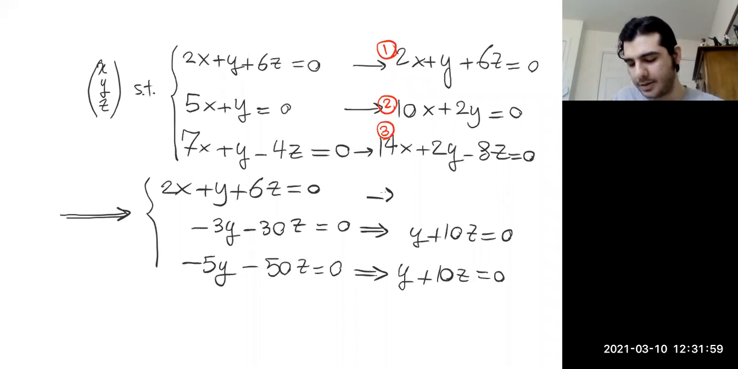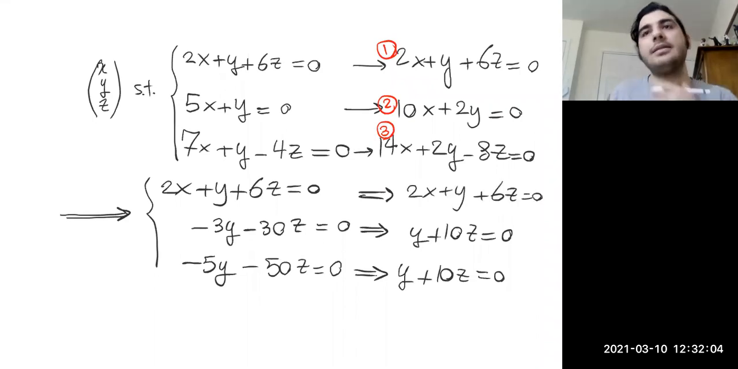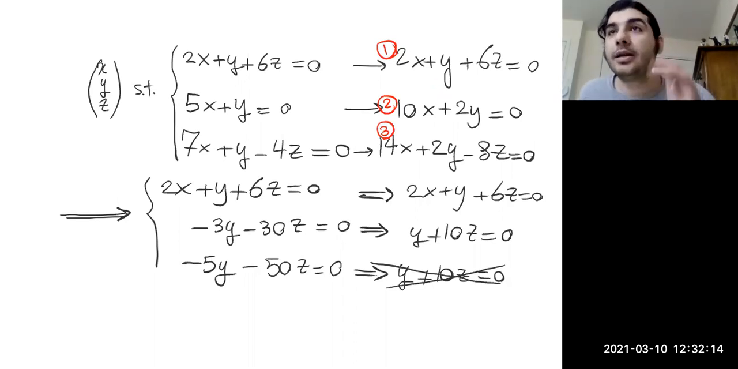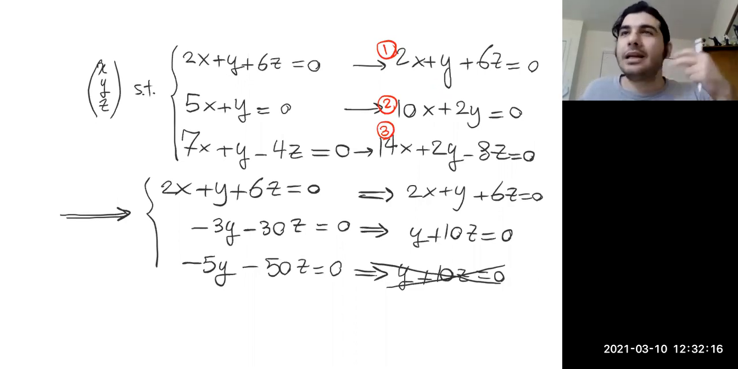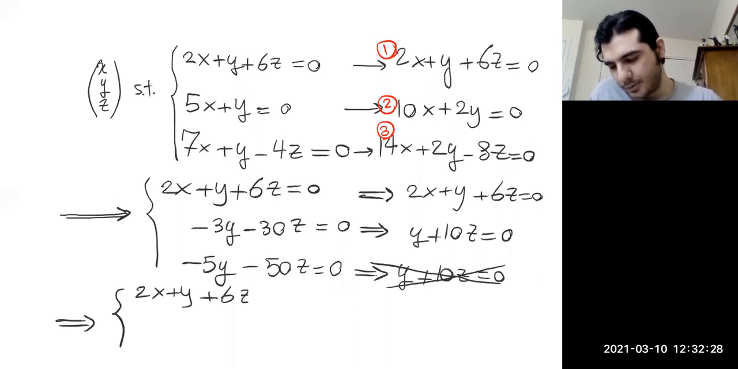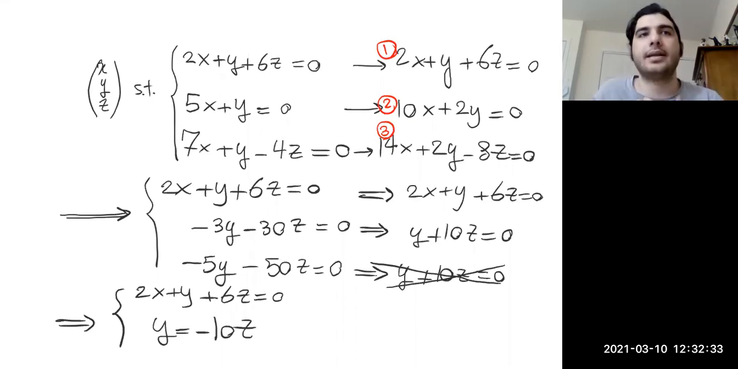And then I have the first equation. Now, the good thing is that I can see the second and the third equations are the same. So one of them is enough. I can get rid of the third equation. So there were really two linear equations. The third one is not really necessary. So I have this system. 2x plus y plus 6z is equal to 0 and y is equal to minus 10z if I take minus 10z to the other side.